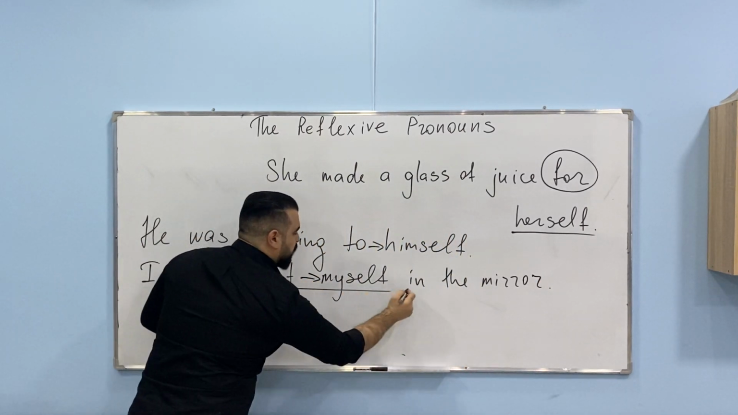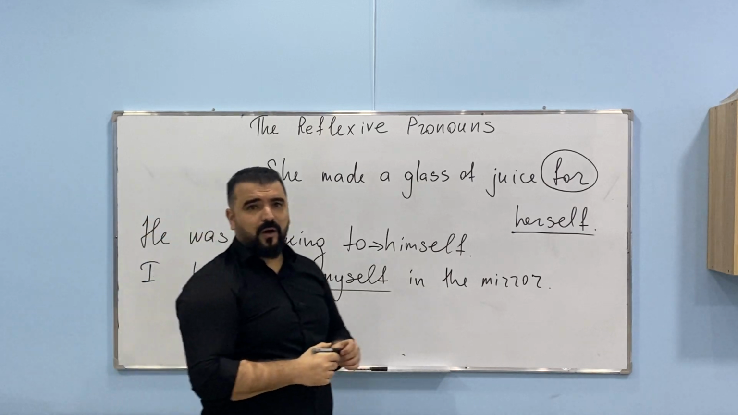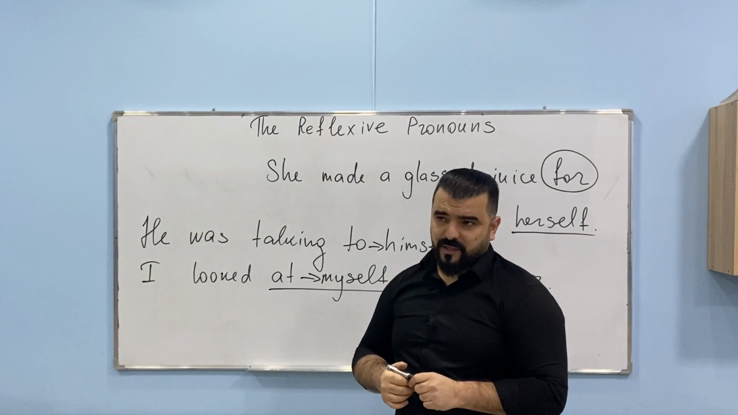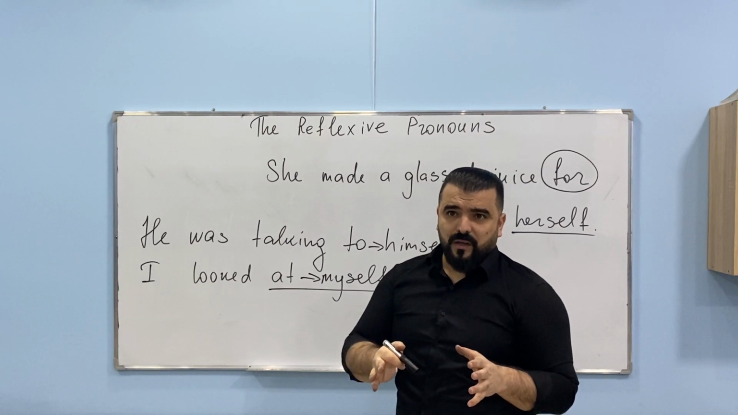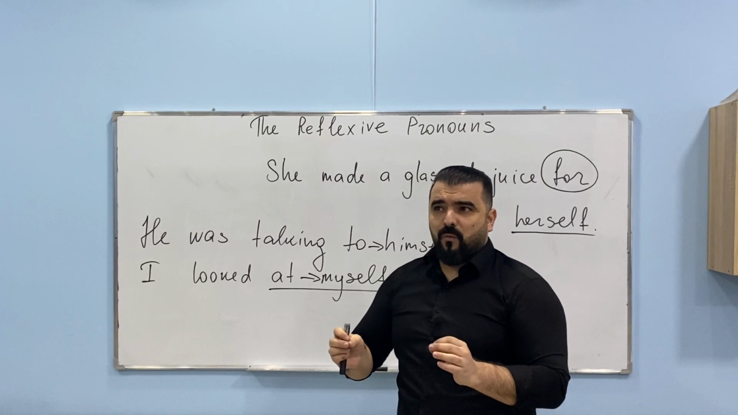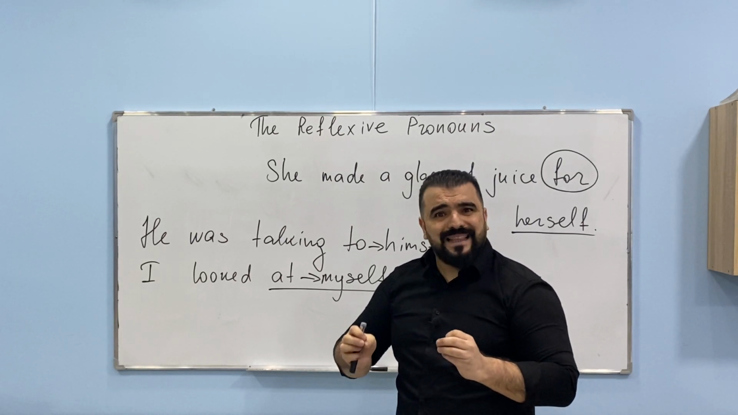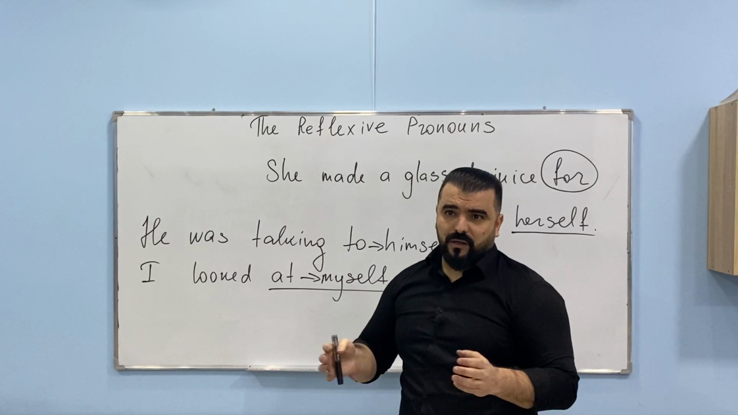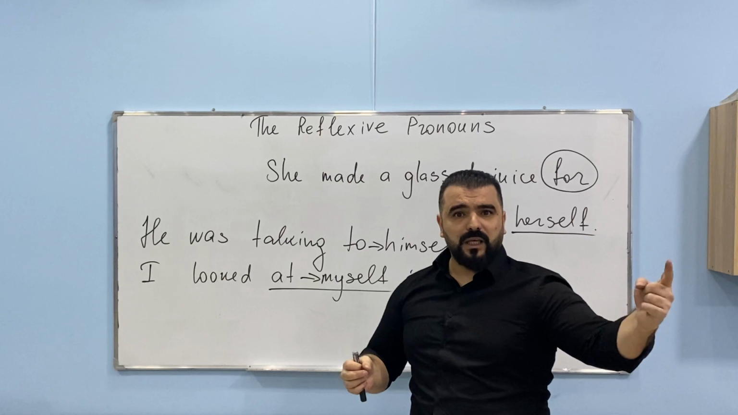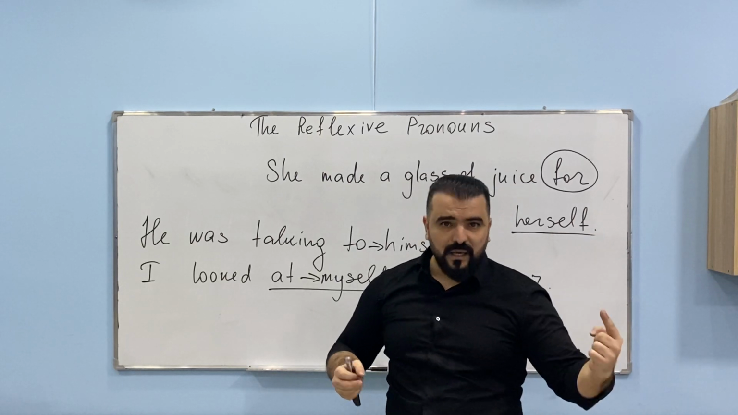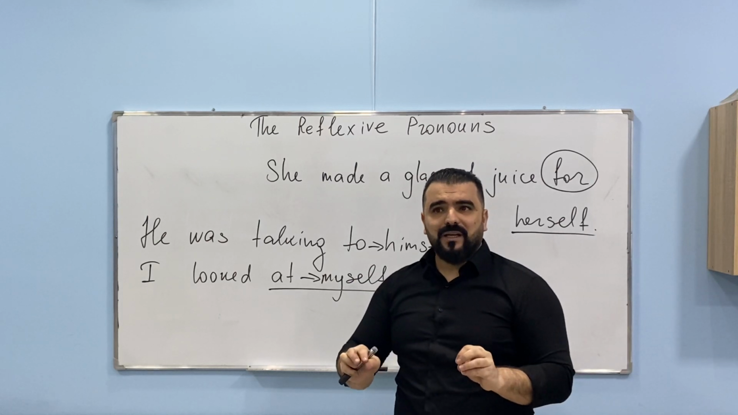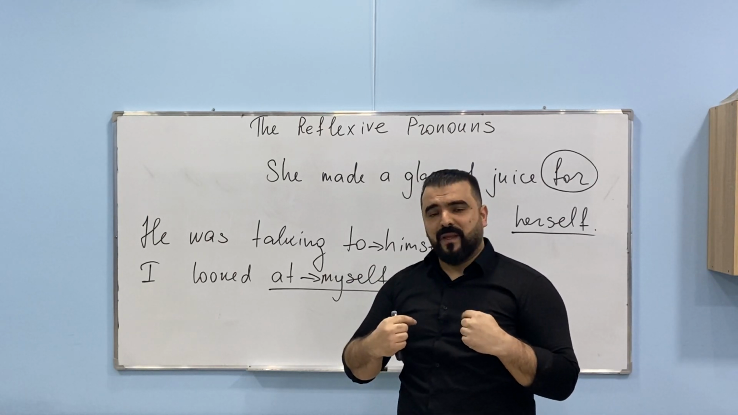Here also the reflexive pronoun comes after a preposition. You may ask, if the subject and object aren't the same person, what can we use in this situation? We can use the objective case of the pronoun. For example, he called me.